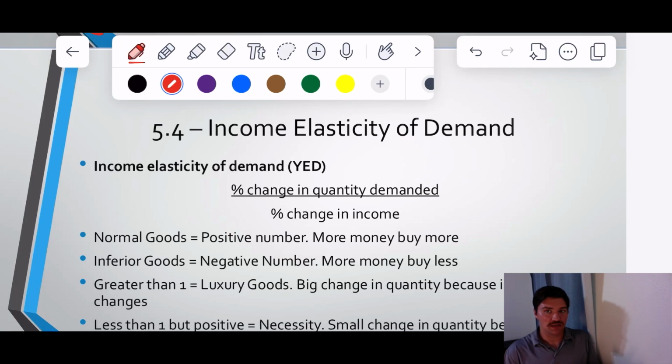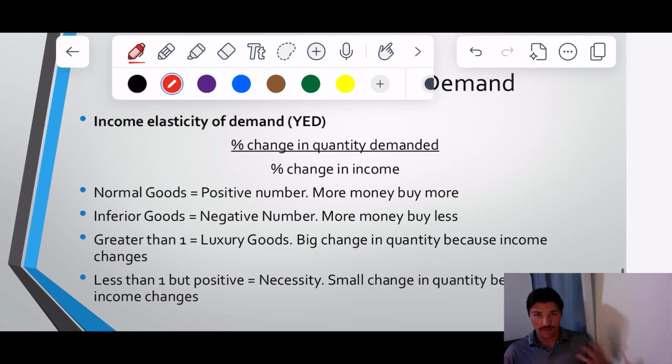Talk about income elasticity. Similar to price elasticity, where the change in price changed the quantity, we're looking at how a change in income changes the quantity demanded. We have a few types of goods that we previously talked about: normal goods and inferior goods. Remember, normal goods basically said, if you had more money, you would normally buy more stuff. So that's what a normal good is.